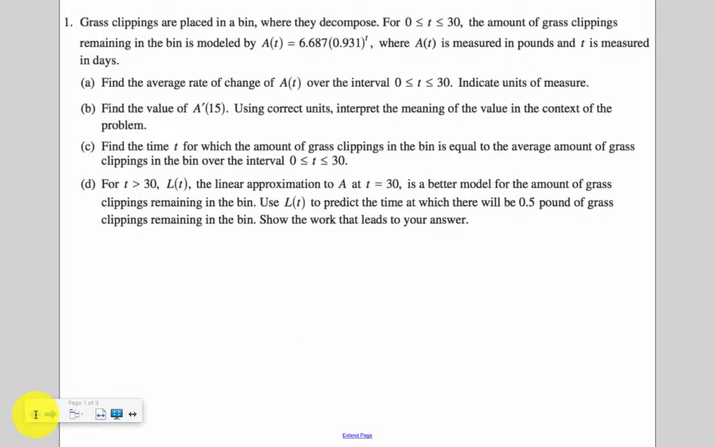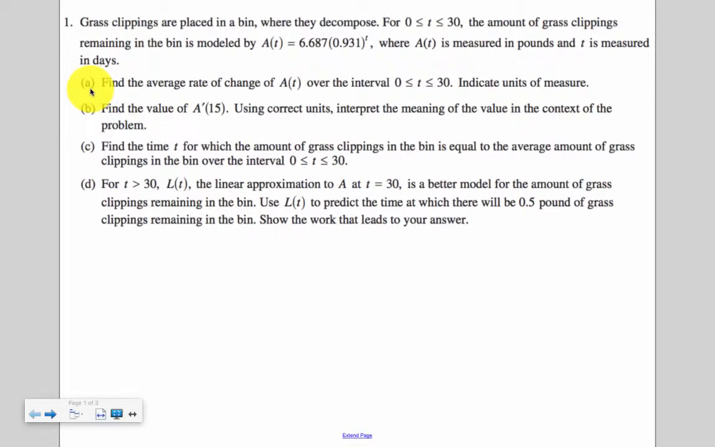Okay, so we'll work off this question from 2014. We'll bounce back and forth between here and the calculator. So it says grass clippings are placed in a bin where they decompose on this interval 0 less than or equal to t less than or equal to 30. So we'll be using this window at some point. The amount of grass clippings remaining in the bin is modeled by A of t equals 6.687 times 0.931 to the t. So this is the amount of grass clippings. A of t is measured in pounds, that's an amount. t is measured in days.